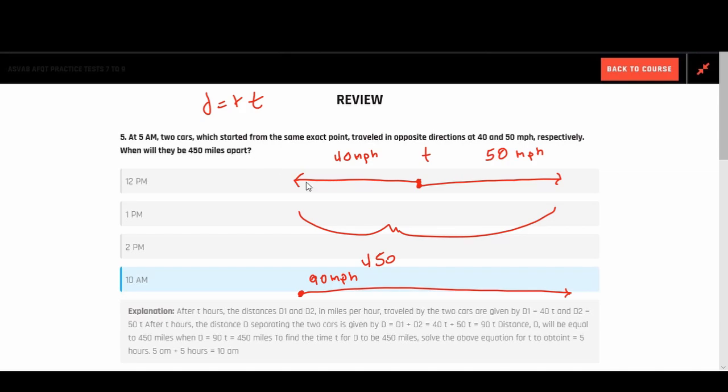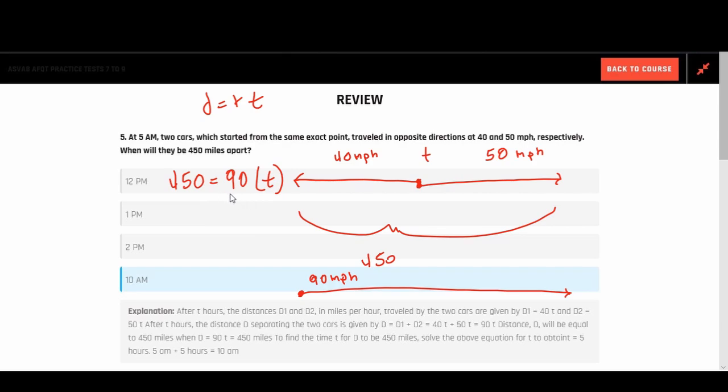So instead of doing the problem this way, I'm just going to set it up like this. Distance is given, it's 450 miles. Time is what we're trying to figure out, and the rate in this case is going to be the rate of car 1 plus the rate of car 2, or 90 miles per hour. Again, that's times time.